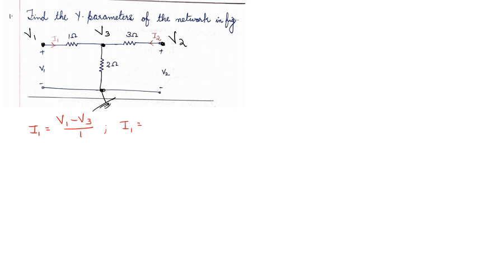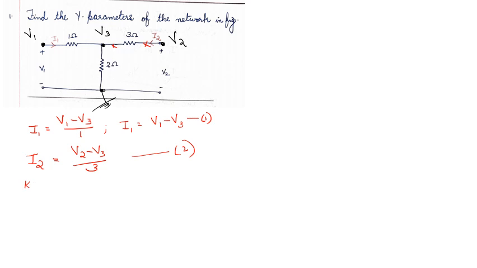Or I1 is equal to V1 minus V3. Let's consider it as equation number 1. Now let's write the expression for I2. I2 will be equal to this potential minus this potential by 3. That means V2 minus V3 by 3. This is equation number 2.